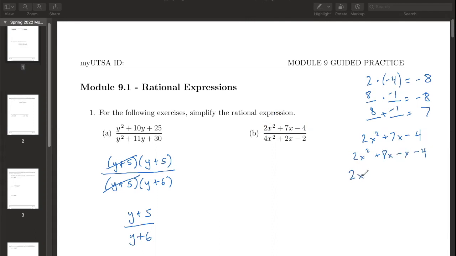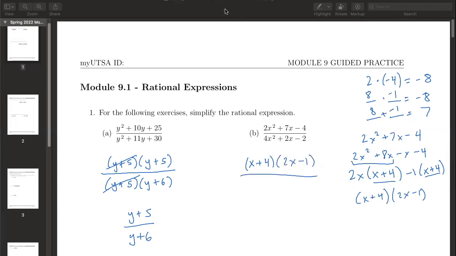Then we have to factor by grouping here. So from here, I can pull out a 2x. And from here, if I pull out a -1, I can see that I get x plus 4 again. And then I can pull that out, and I leave behind 2x minus 1. And again, that method is called the AC method, and I go over it in my factoring video that's posted under the module 0 course content. Let's factor the other one really quick.